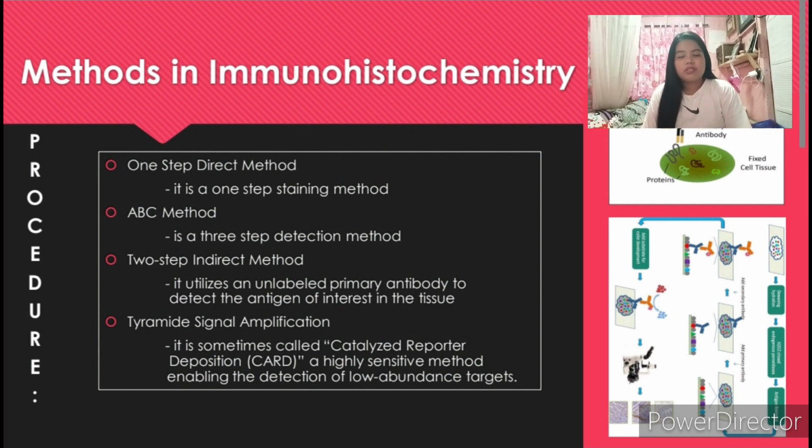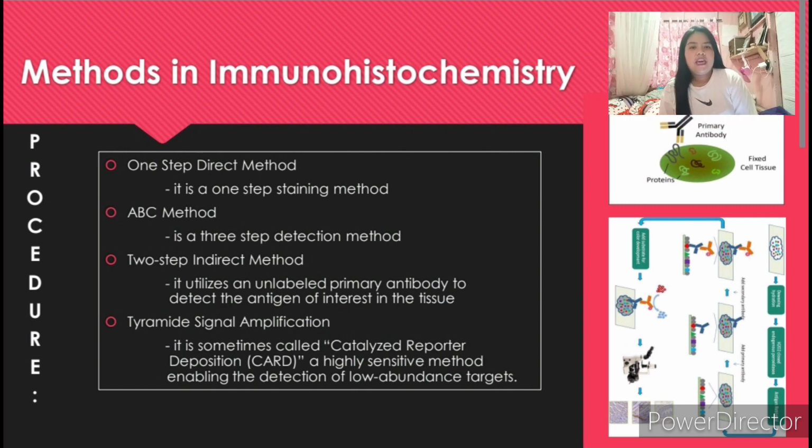The third method is the two-step indirect method. This method utilizes an unlabeled primary antibody to detect the antigen of interest in the tissue, and then a secondary labeled antibody is used to bind to the primary antibody. And the last one is the pyramid signal amplification, or sometimes known as catalyzed reporter deposition. It is a highly sensitive method enabling the detection of a low abundance target in fluorescent immunocytochemistry and immunohistochemistry. And the last one is the cytohybridization applications.